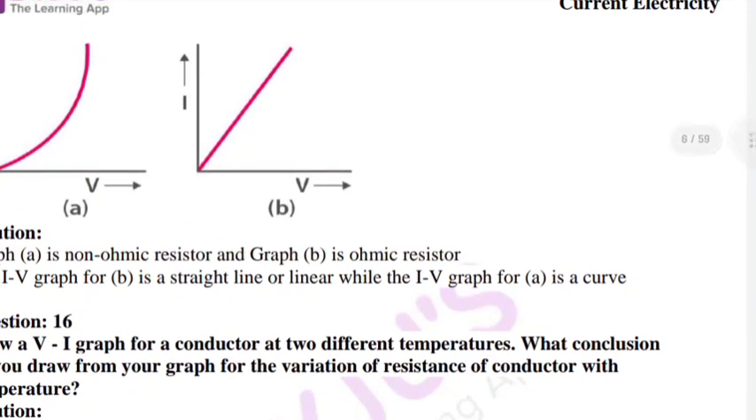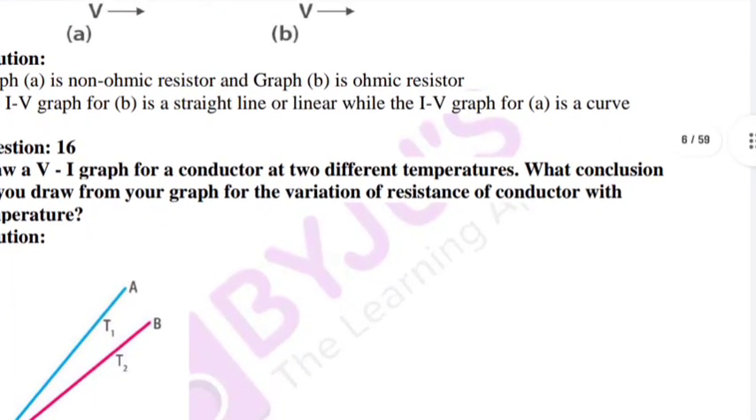The ohmic resistance, as we said, the graph will be a straight line; in an ohmic resistor, the graph will be linear and directly proportional. But in a non-ohmic resistor, the graph will not be the same. It will be curved.